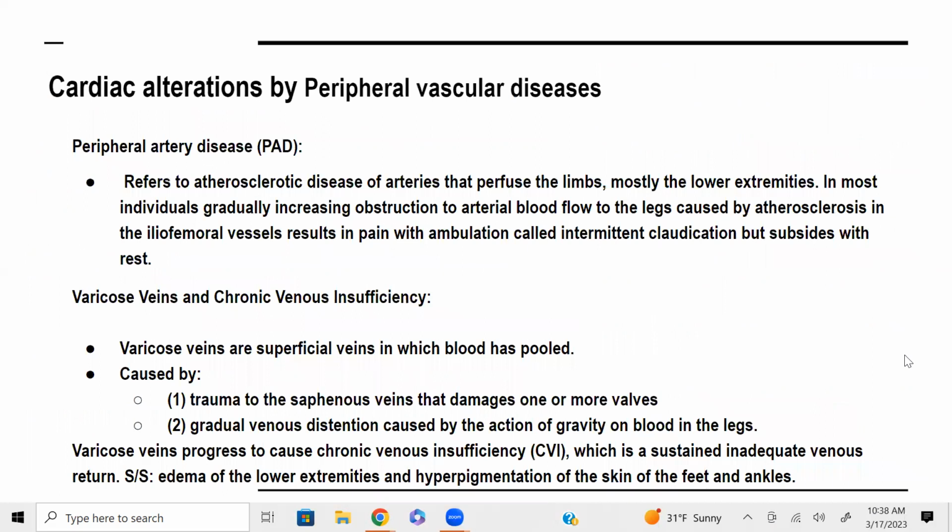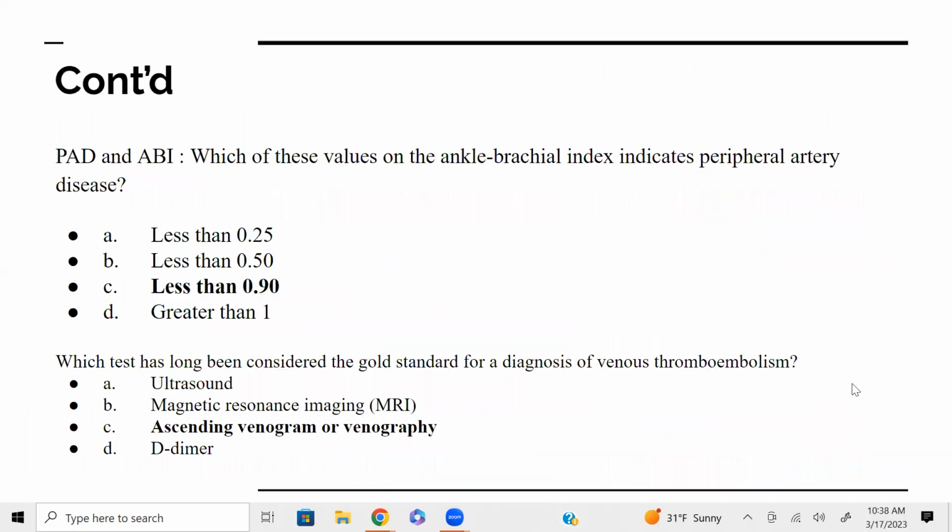Cardiac alterations by peripheral vascular disease. So DVT is one of them, and now we have peripheral arterial disease. Varicose veins and chronic venous insufficiency, these two come on board exams very often. So study this slide. And then there are 2 questions related to that. The highlighted ones are the answers. A lot of students miss that number, okay? So please pay attention. This is important for your clinical practice also.